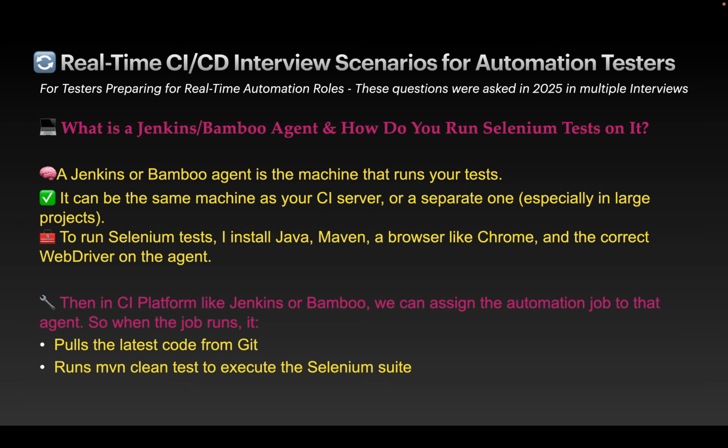To run Selenium tests in the Bamboo agent, we will install Java, Maven and browsers, everything, in the agent. Then in your CI platform like Jenkins or Bamboo, we can assign that particular automation job to that particular agent. So we configure everything in the agent, and in the CI platform we assign the automation job to the agent. Whenever a job is running in the CI platform, it pulls the latest code from your Git repository and runs our Selenium tests. Okay, this is the purpose of a Jenkins or Bamboo agent. Basically, it's the machine you are running your Selenium tests on. Okay, so let's see the next question.